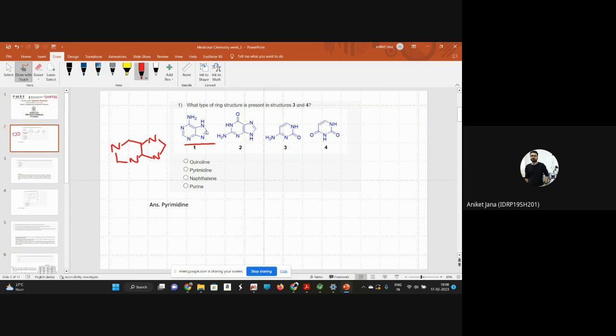And what is the specific name of this compound? Can anybody say this? 6-aminopurine. Yes, we can say it's 6-aminopurine. If hydrogen would stay there, then what would we call it? Rather than this, if hydrogen was here, then what would we say?